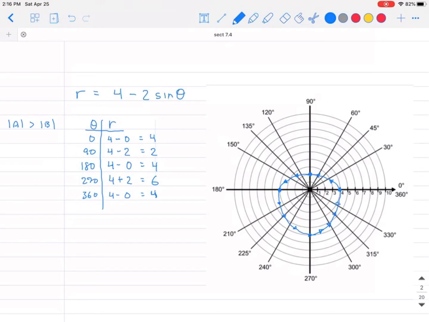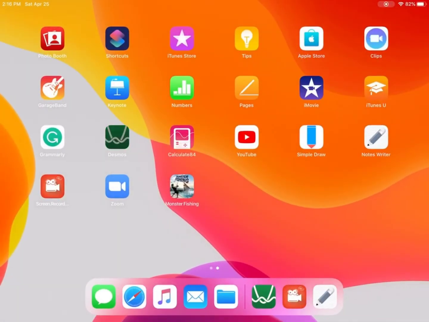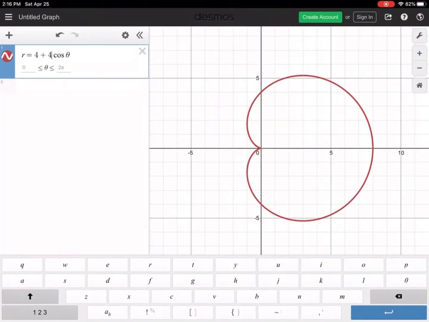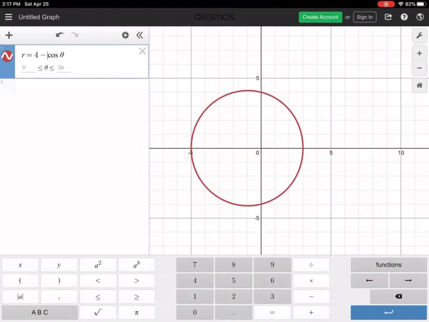So if you follow the arrows, you can see what the curve looked like. And this shape of it is still in the same category as a Limacon, but the shape is more like a guitar pick, as you can see. So once again, I'll go ahead and show you this on Desmos just to verify our answer.